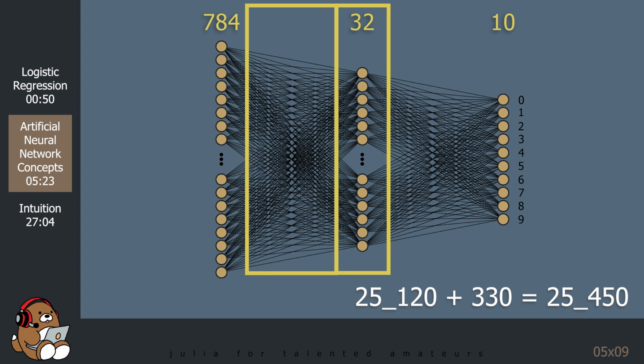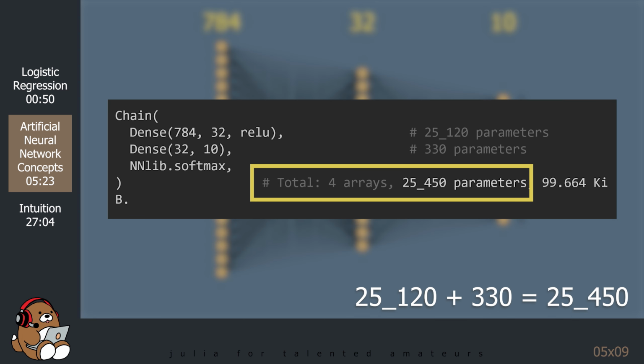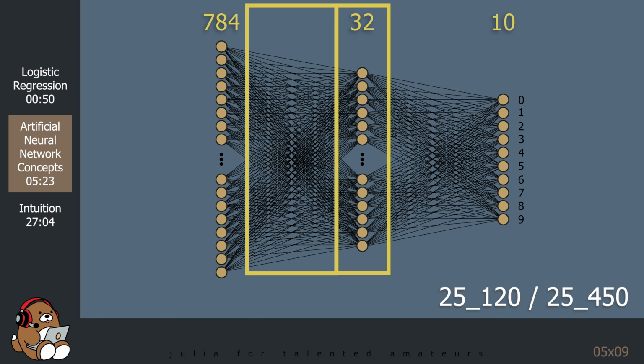So if you add the 25,120 parameters from the first dense layer and the 330 parameters from the second dense layer, you get 25,450 total parameters, which is what the REPL output shows. That's a lot of parameters, but as you can see, the majority of the parameters are in the first dense layer.